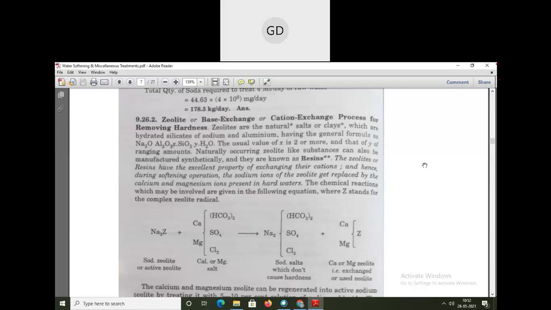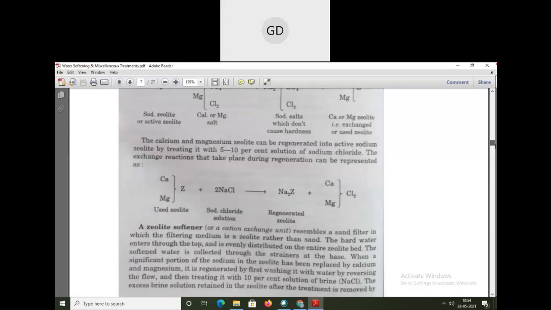So this is the zeolite chemical equation that is taking place. In Na2Z, what is Z? It stands for the complex zeolite radical. As a whole, it is known as sodium zeolite or active zeolite. It reacts with calcium or magnesium salts: calcium bicarbonate, calcium sulfate, calcium chloride, magnesium bicarbonate, magnesium sulfate, or magnesium chloride. When it reacts with the sodium zeolite, it gives sodium salts, which don't cause hardness, and in addition it gives calcium or magnesium zeolites, as the exchange process takes place. So this is the reaction that is taking place.